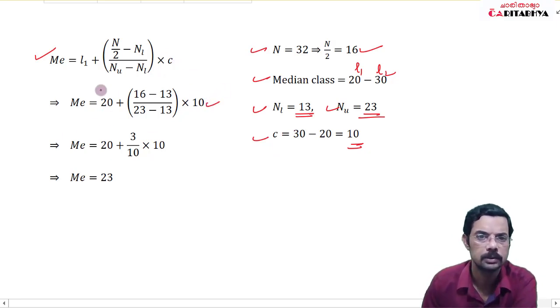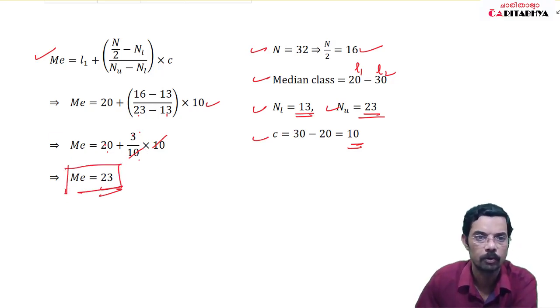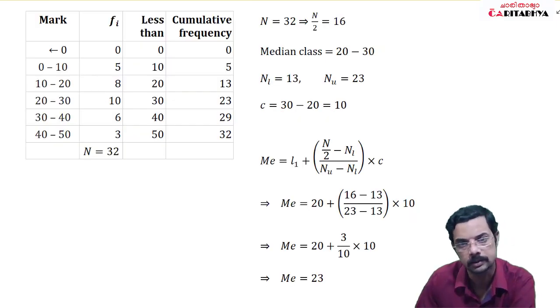Now just calculate: 20 will be as it is, plus as it is, then 16 minus 13 will be equal to 3, and then 23 minus 13 will be equal to 10, this 10 as it is. Now this 10 and this 10 will get cancelled, and 20 plus 3 will be equal to 23. So you get the value of the median as 23. Okay, so the full problem would be like this.